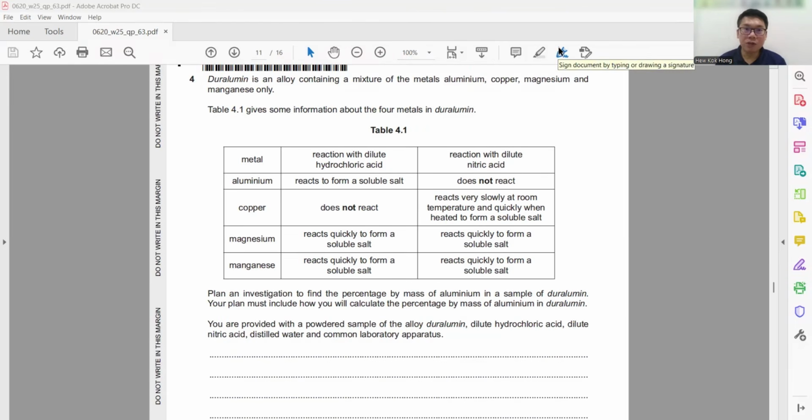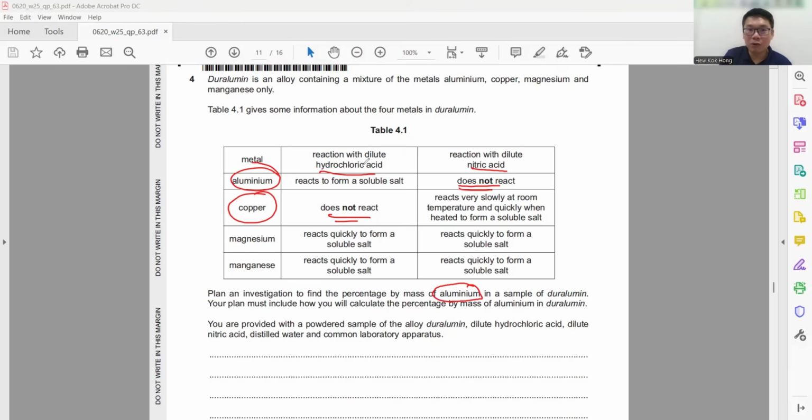Question number 4. Duralumin is an alloy containing a mixture of aluminium, copper, magnesium, and manganese only. They give some information about the 4 metals in duralumin. They react with both of these acids. Copper does not react in HCl. Aluminium does not react with nitric acid. So they ask you to plan an investigation to find the percentage by mass of aluminium in the sample of duralumin. Your plan must include how you calculate the percentage by mass of aluminium in duralumin.